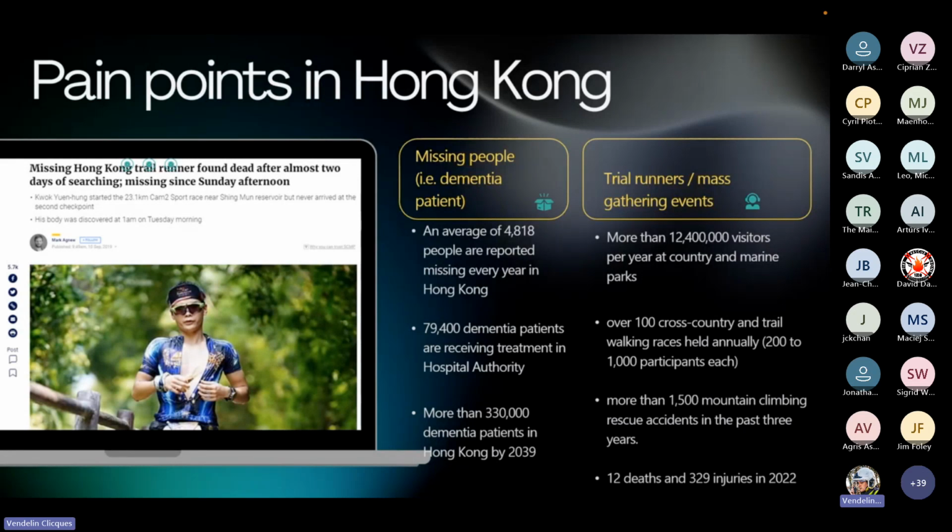And the second is that we have trail running races yearly, every week, even in the summertime. And the trail race is usually on the mountain, which is hard to reach by vehicle, and therefore we are thinking of using the drone to shorten the response time.